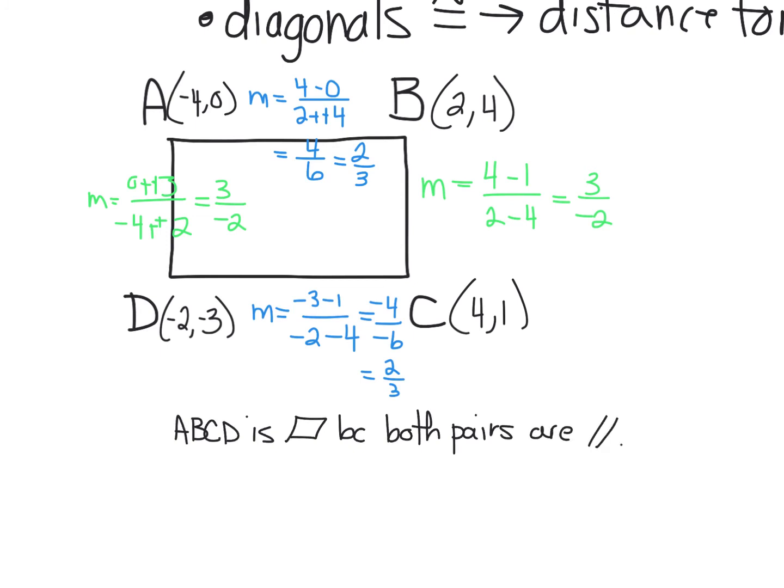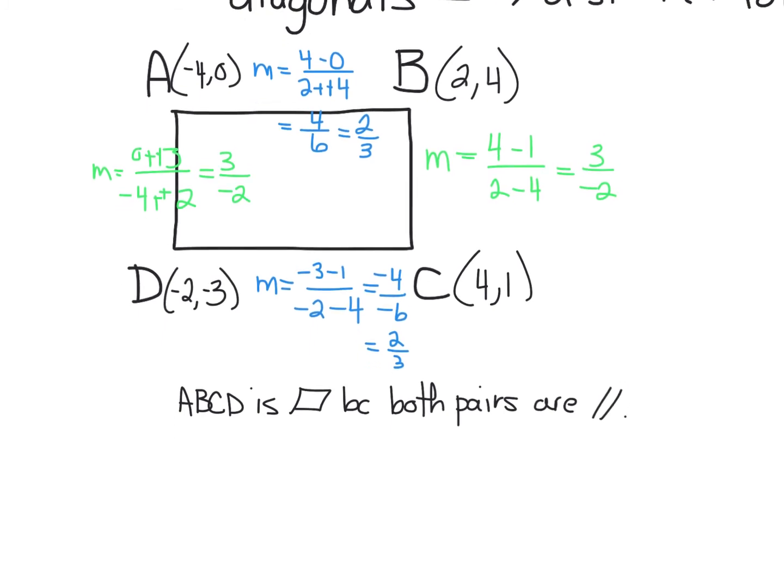I'm not going to say both pairs of opposite sides are congruent because I did not show that. I showed that both pairs of opposite sides are parallel. And then I would say it is a rectangle because notice what happened. We haven't talked about this yet. I have this slope is 2/3, this slope is -3/2. Those are opposite reciprocals, which means there's a right angle at B.